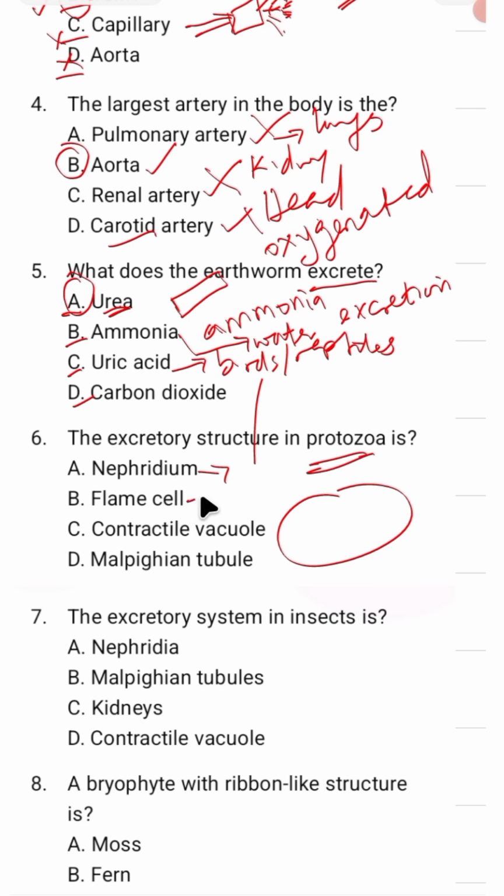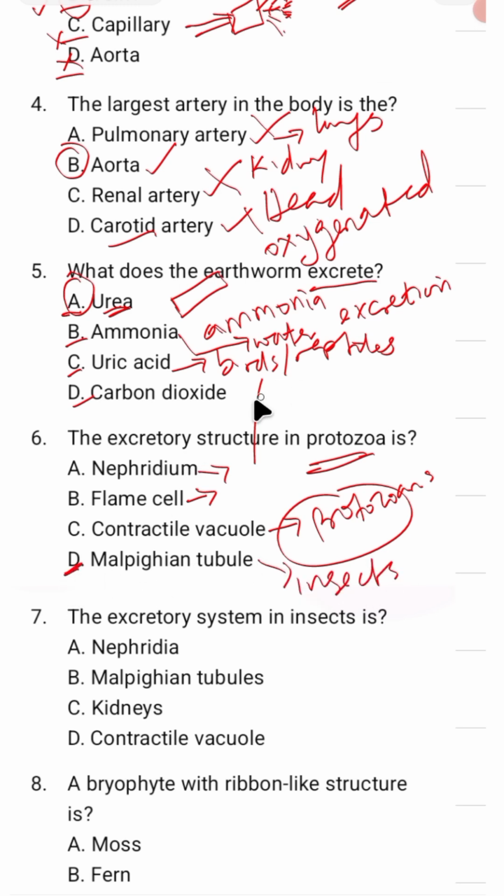Flame cell is for flatworms. This is the excretory structure in flatworms. Then you have contractile vacuole. This is actually the excretory structure in protozoans or protozoa. While Malpighian tubule is the excretory structure in insects.